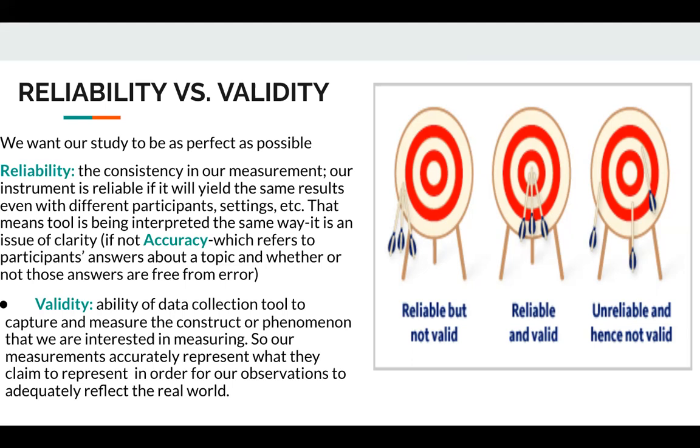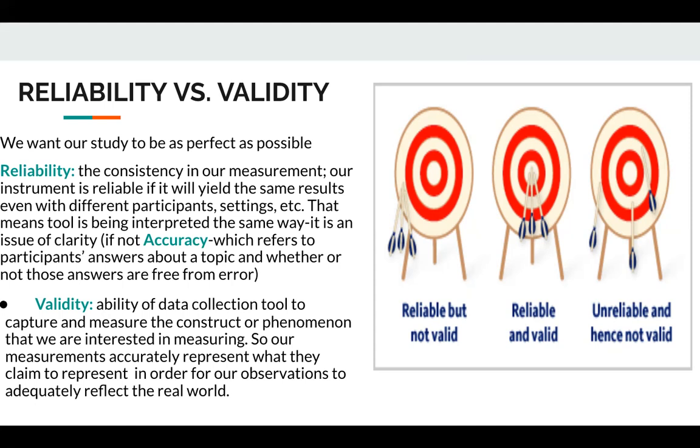Keyword there being consistency. Our instrument is reliable if it will yield the same results even with different participants, or the same participants in different settings, and so forth. This means that the tool is being interpreted in the same way. It is an issue of clarity, if not accuracy, because accuracy refers to participants' answers about a topic and whether or not those answers are free from error, like, is this true? But reliability is less about, is this true, and more about, hey, is this worded clearly so that everyone more or less interpreted it in the same way?